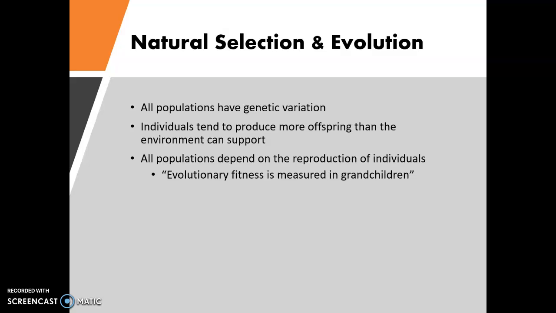All populations are going to depend on the reproduction of individuals. Your book uses the quote that evolutionary fitness is measured in grandchildren. So that's how you measure how successful you are, basically how many children that you have.